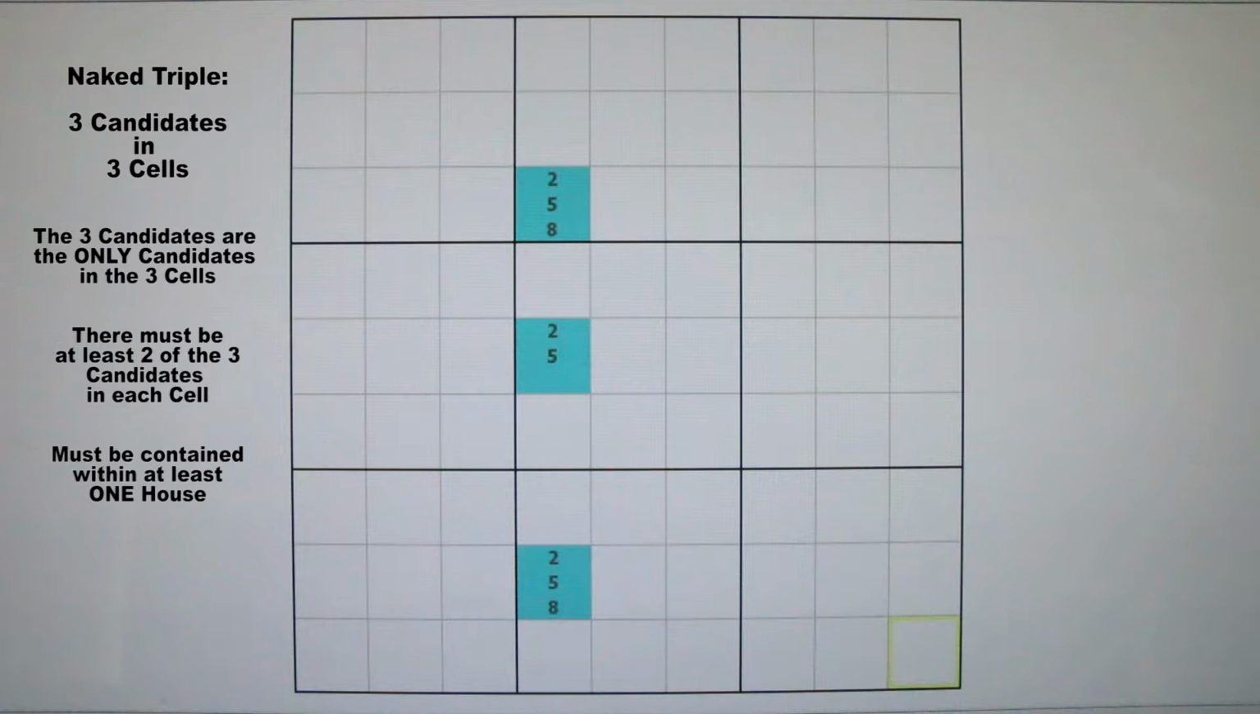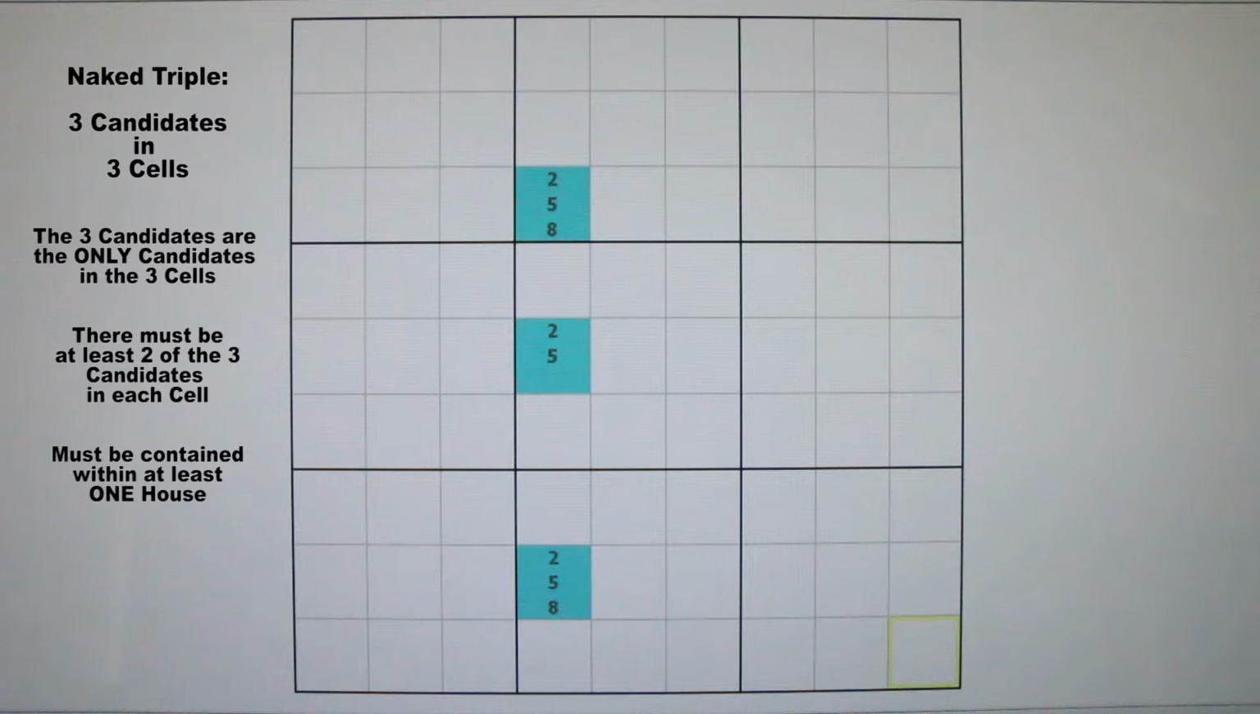Okay, here's another triplet that lies in a column, column 4. The candidates are 2, 5, and 8. We have 3 candidates in 3 cells, but this time notice that the middle cell only contains the 2 and the 5 and doesn't contain all 3. But as I told you, that doesn't matter as long as you have at least 2 of the 3 candidates in each of the 3 cells. So let's do the same thing again.